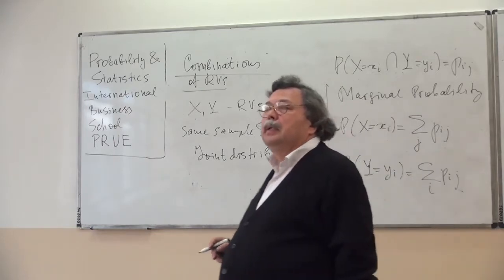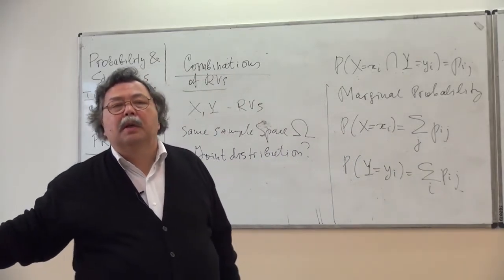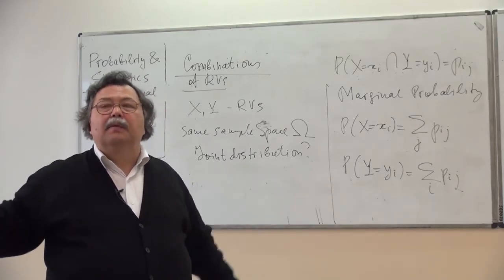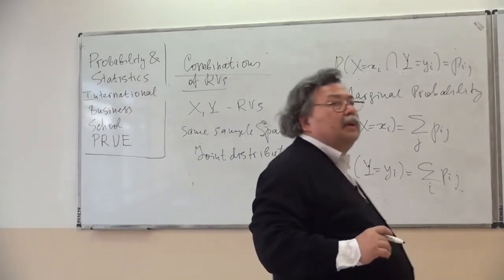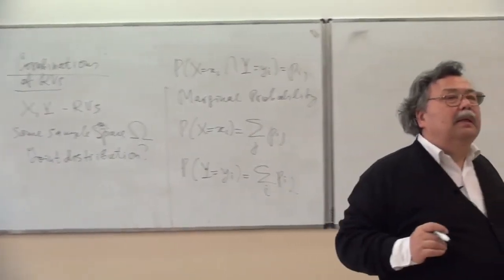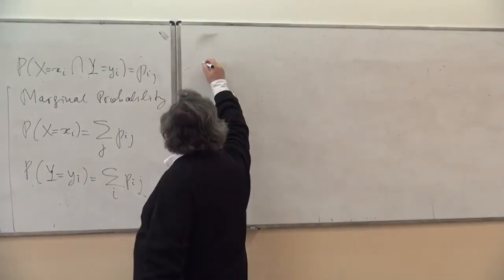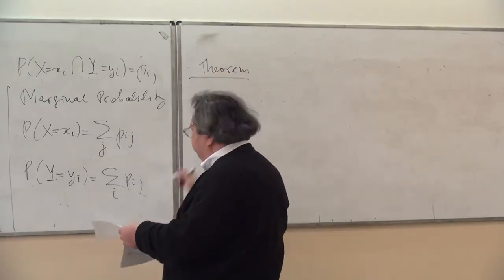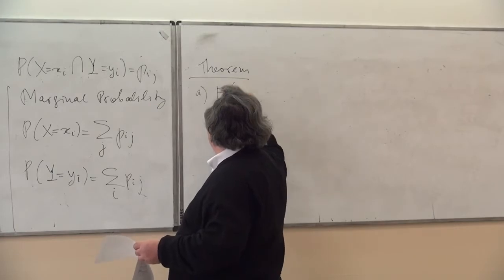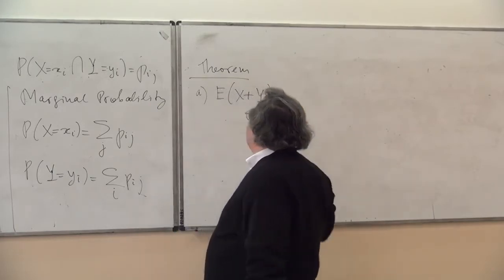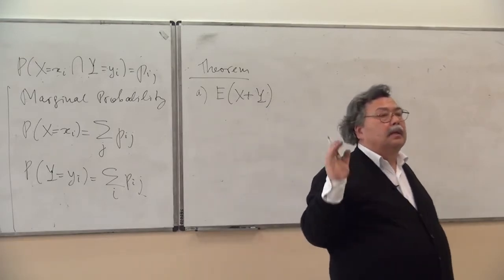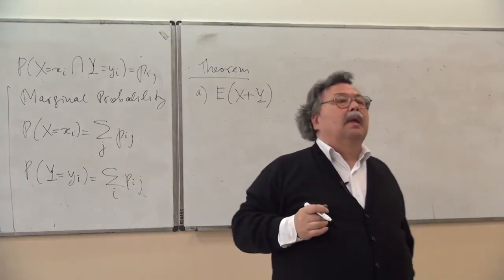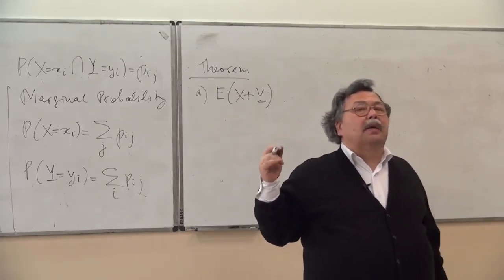Well, actually, it's the very beginning of a very long story, because the study of joint distributions of random variables is a very huge topic. But for the purposes of our limited course, what we really need is this theorem. Now look at this: x plus y. Suppose x and y are random variables defined on the same sample space. What's this expected value of x plus y?